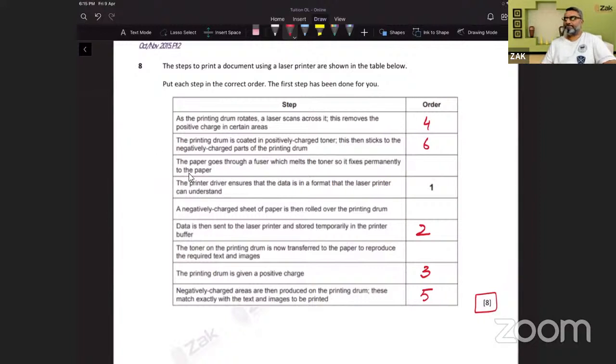Then a negatively charged sheet of paper is then rolled over the printing drum. The toner on the printing drum is now transferred to the paper to produce the required text and images. The paper goes through the fuser, which melts the toner so that it fixes permanently to the paper. So that is what your answer should be, and you need to be very much clear about the concept so that you could answer such questions.